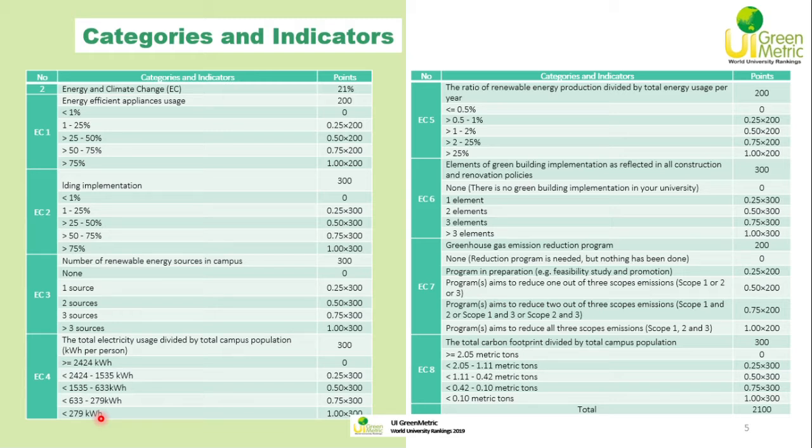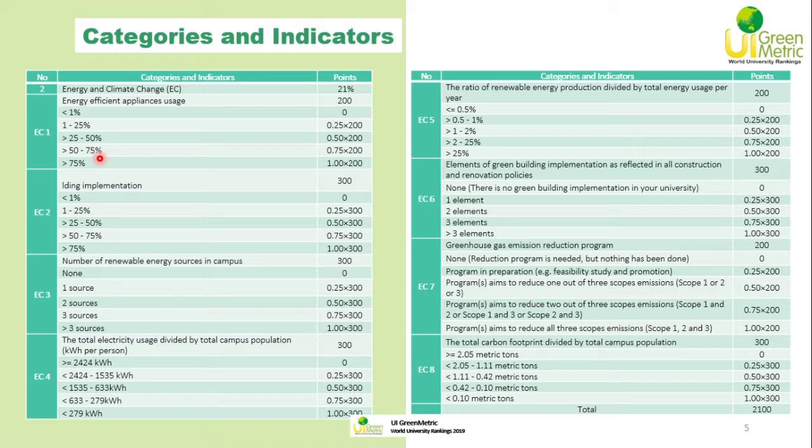For efficiency, it is measured in terms of several criteria: usage of efficient appliances, smart building implementation, and green building policy. For usage of appliances, it is required that 75% of the appliances used on your campus is energy efficient. This is criterion number 1.